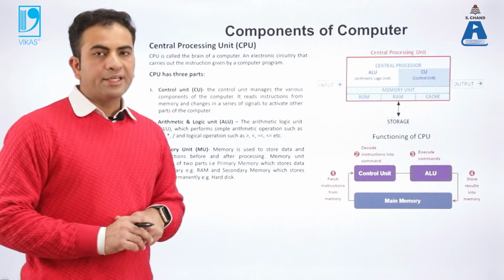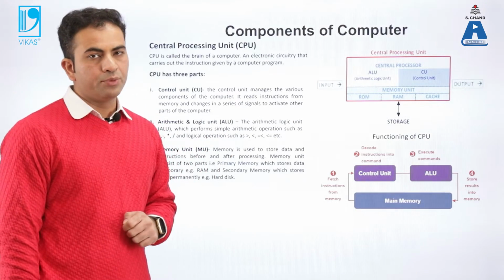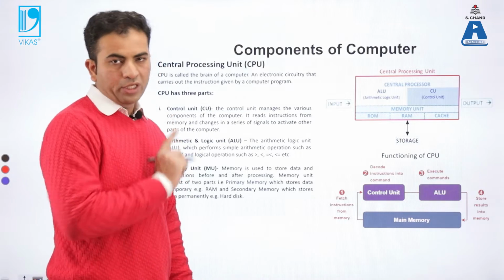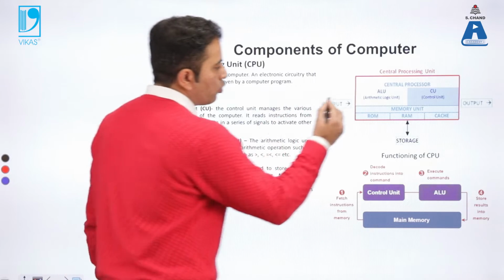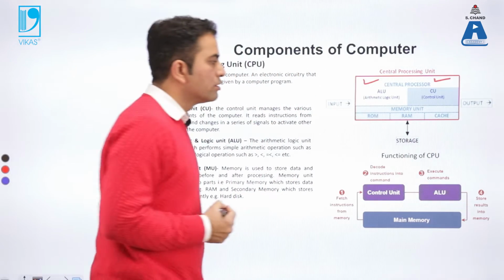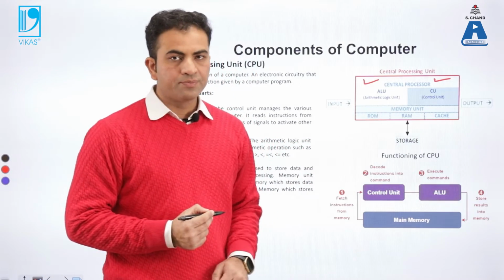Here, the Central Processing Unit. The CPU is the brain of a computer. Why is it called the brain? The CPU consists of two very important components. One is the ALU, another is the CU. ALU means arithmetic logic unit and CU means control unit.